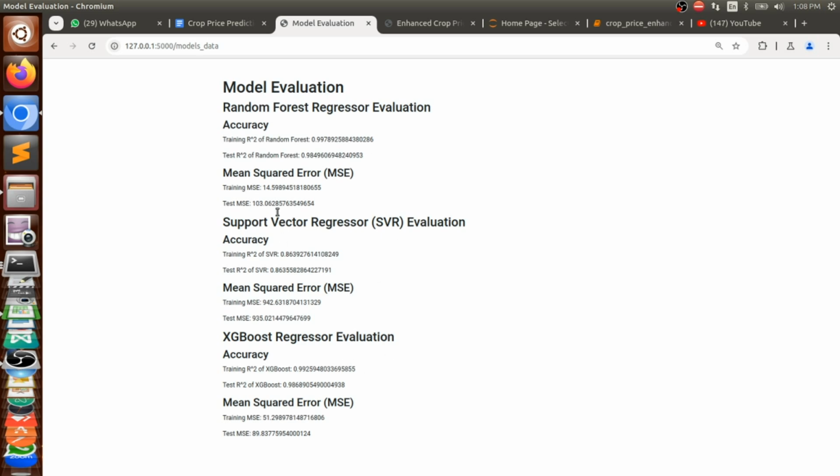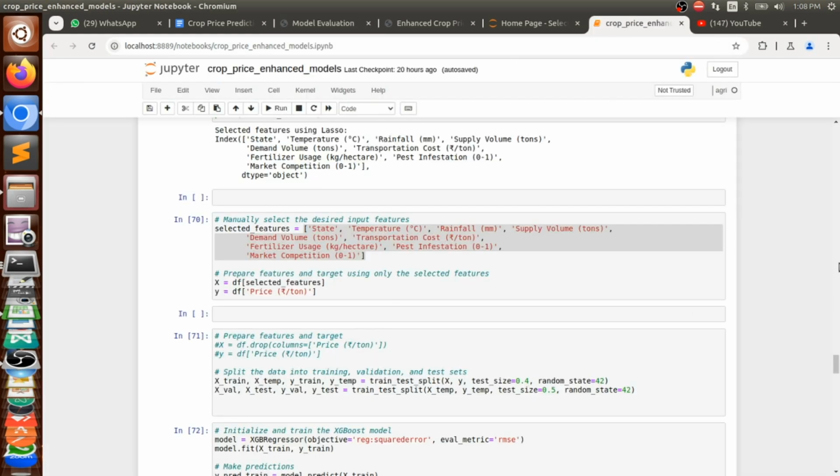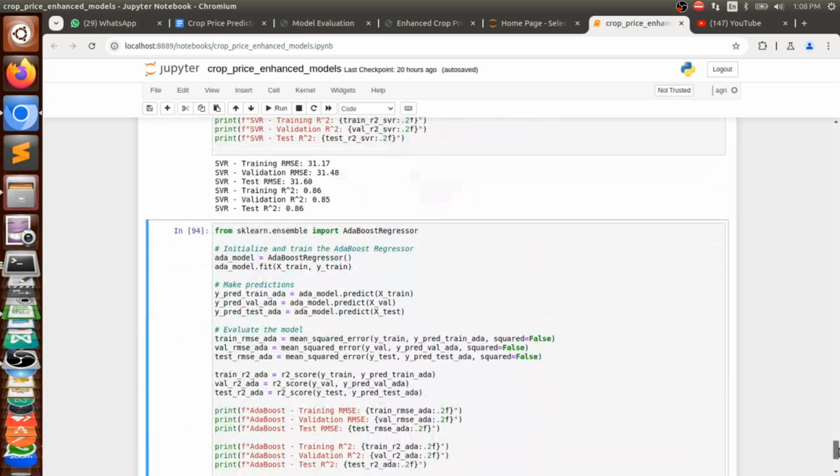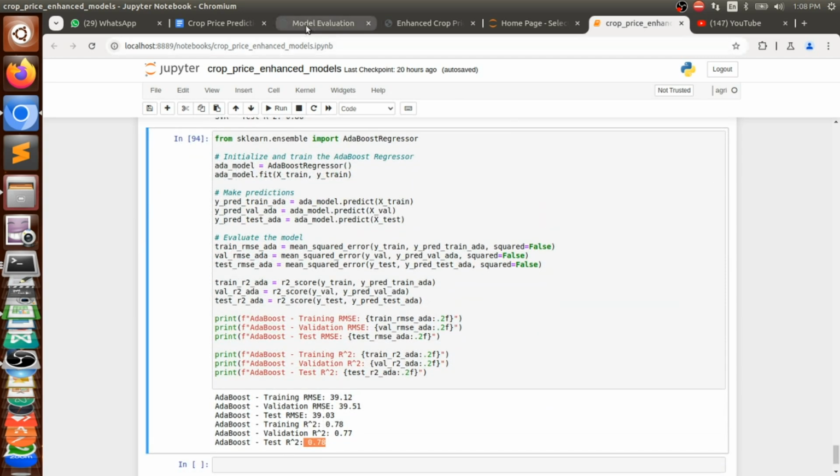Here we have random forest, which was giving a really good model with good accuracy, and our loss was very low in this case. And for SVR, we are printing their accuracies and their losses, MSE, mean squared error losses. But you can print all of these models' information on that particular page.